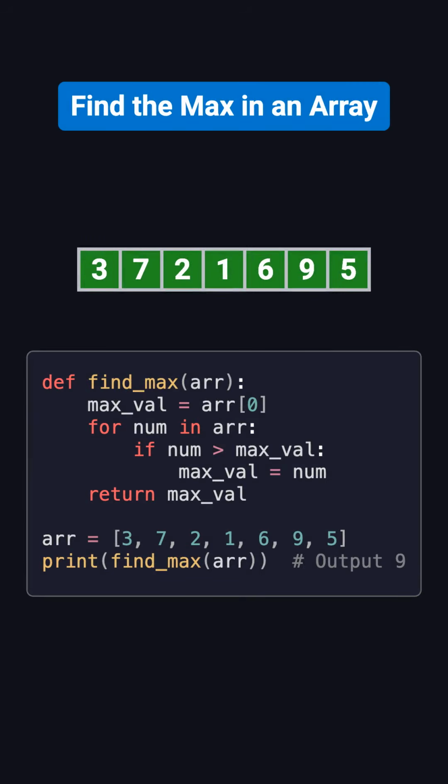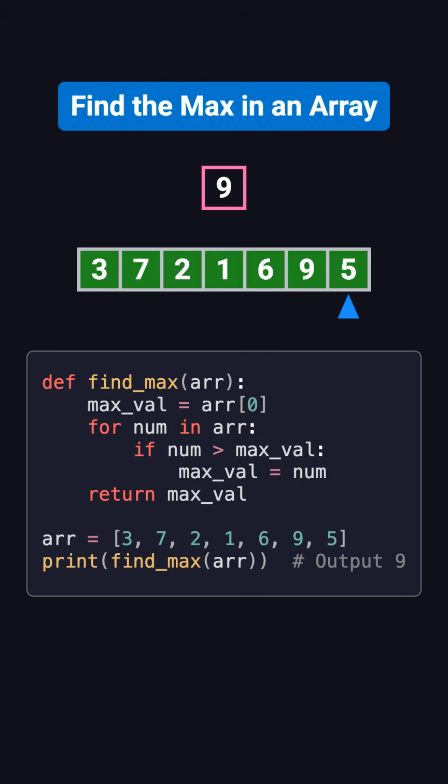Let's start with a classic example. Imagine we have an array and we want to find the largest number in it. The most straightforward way is to take the first element as the current maximum, then check each number in the array one by one. If we find a larger number, we update the maximum. After scanning through the whole array, the maximum we end up with is the largest value.